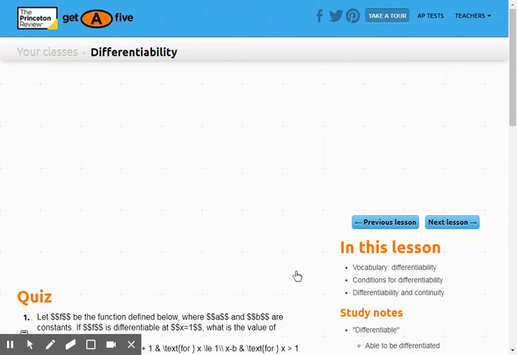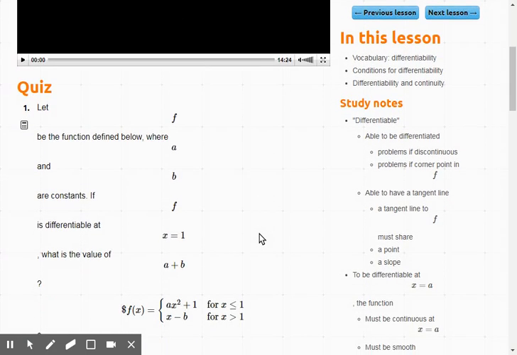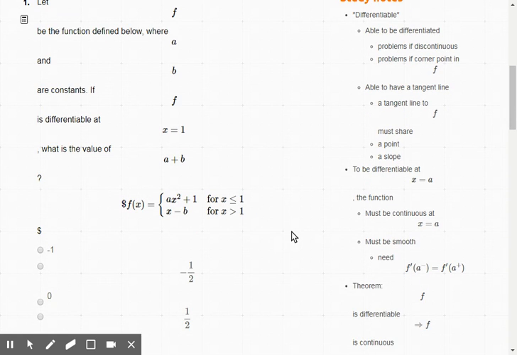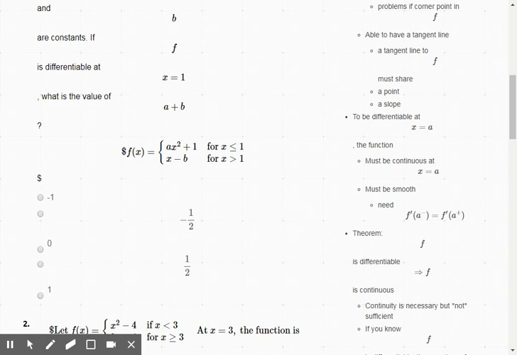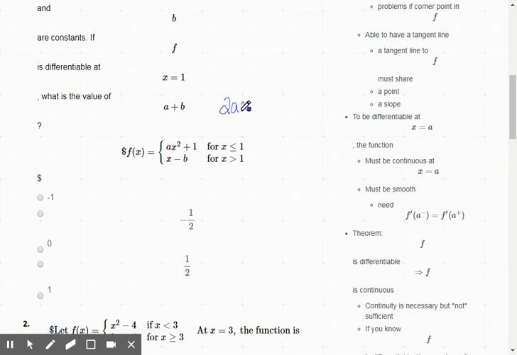All right, so let's look at differentiability. Okay, here's our function. A and b are constants. If f is differentiable at 1, what's the value of a plus b? So if we can take the derivative, it's kind of like with our limits. The derivative on the left side has to be the same as the derivative on the right side. So on the left side, the derivative is 2ax. On the right side, the derivative is 1.